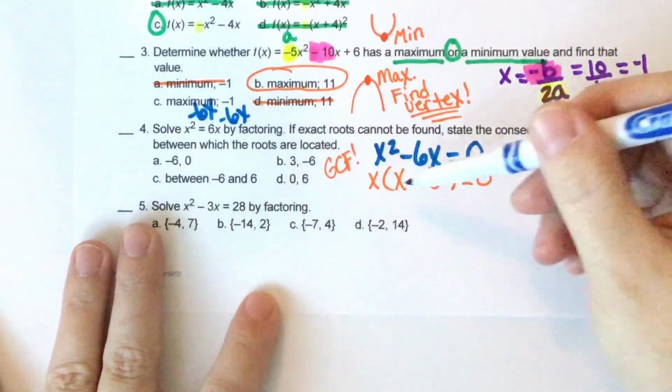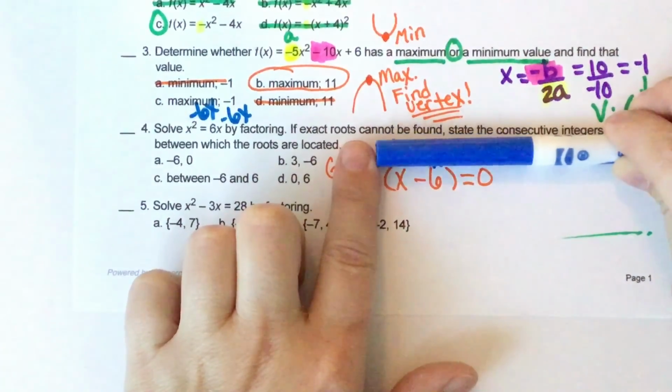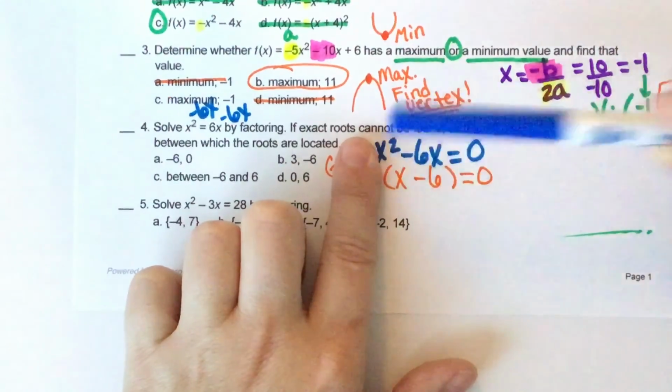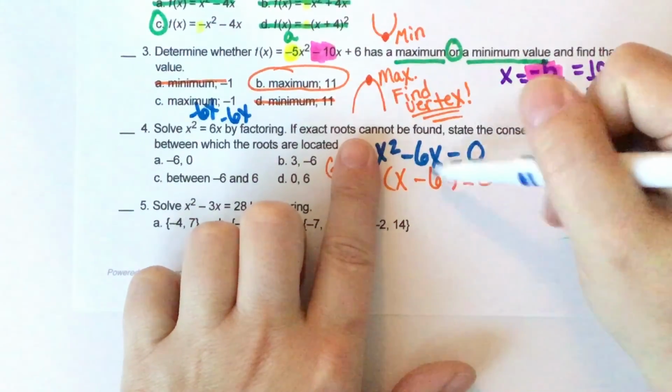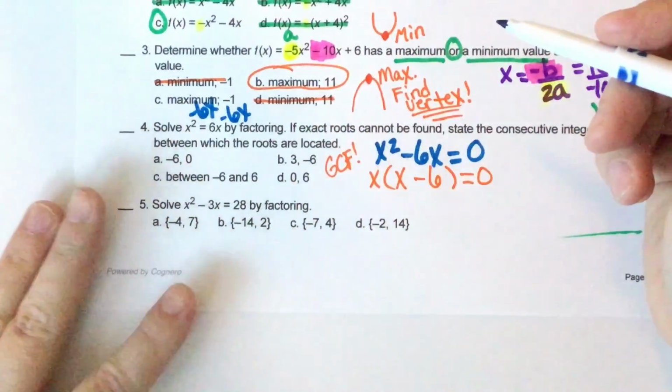Now, if I could factor what was in parentheses, I would, but I can't. Whenever you have two terms, you want to see if it's a difference of squares. Well, it's a difference, but 6 is not a perfect square, nor is x, because it has to have an even exponent. So I'm done factoring.